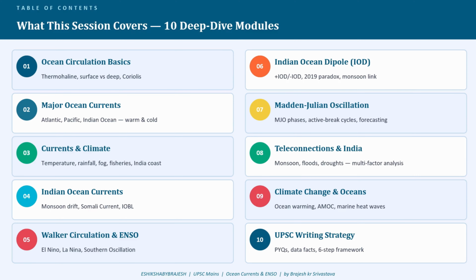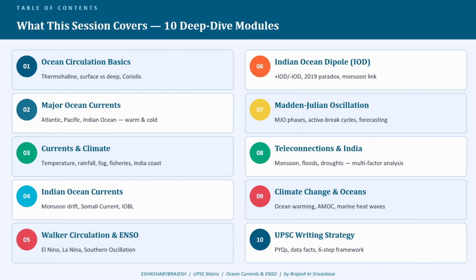Here is our roadmap for today. 10 modules, each one a self-contained deep dive that you can also use for revision before the exam. Let me give you a 30-second overview so you know where we are headed. Modules 1 to 4 build the foundation. We start with how oceans circulate, the Thermohaline conveyor belt, Coriolis force, and the two-layer system. Then we map all the major warm and cold ocean currents. Then we understand how those currents shape climate, temperature, rainfall, fog, fisheries. And then we take a special India-focused look at Indian ocean currents and their unique seasonal reversal.